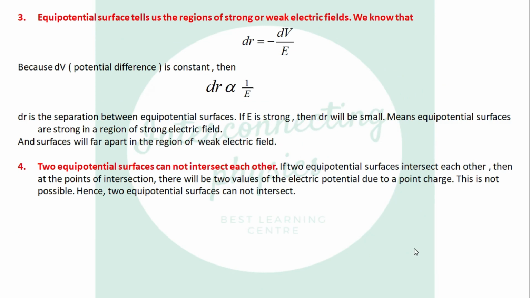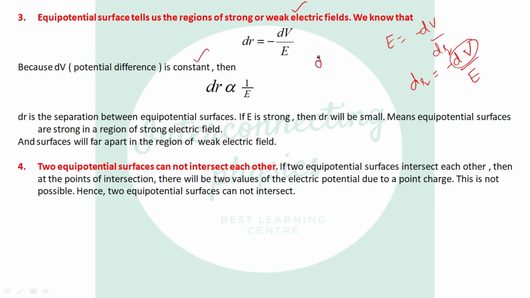So it means the electric field is perpendicular to the equipotential surface. Now next, equipotential surface tells us the region of strong or weak electric fields. You know E equals minus dV upon dr. So dr will be minus dV upon E. On an equipotential surface, dV is constant. Then dr is inversely proportional to E. What is dr? It is the space between equipotential surfaces. Suppose we have equipotential surface 1 and equipotential surface 2.